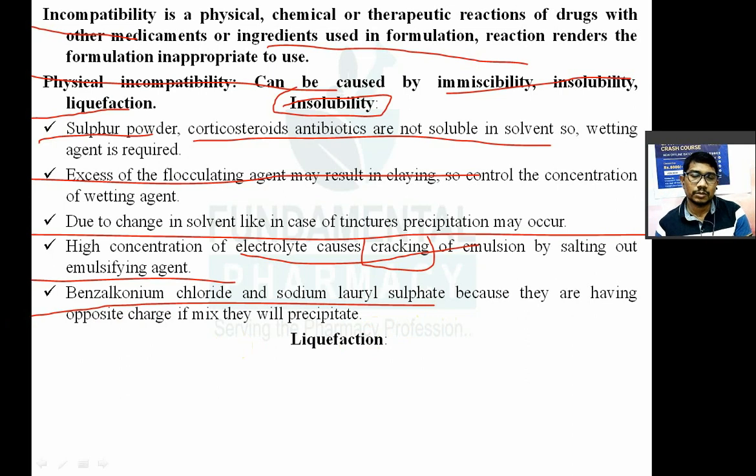Sodium lauryl sulfate की हेल्प से, as an emulsifying agent, आपने एक इमल्शन बनाया तो उसमें अगर बेंज अल्कोनियम क्लोराइड डाल दिया, benzalkonium chloride will have a positive charge and sodium lauryl sulfate will have a negative charge, because sodium lauryl sulfate is an anionic surfactant and benzalkonium chloride is a cationic. Okay, so that leads to precipitation. So it is a type of immiscibility, incompatibility. Are you getting or not?